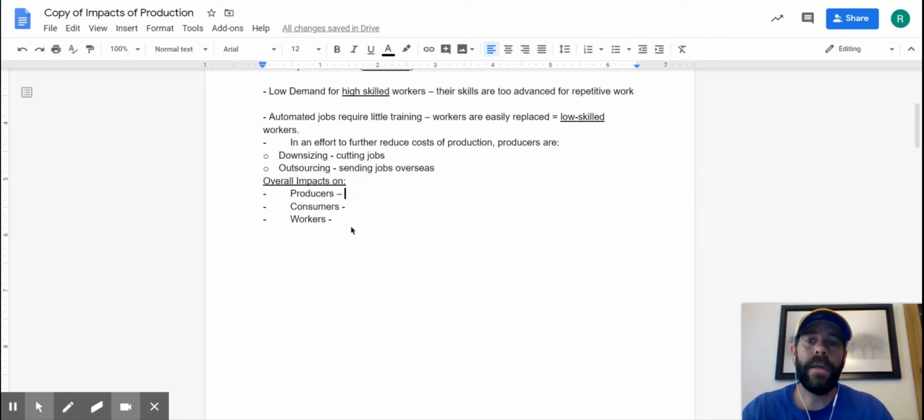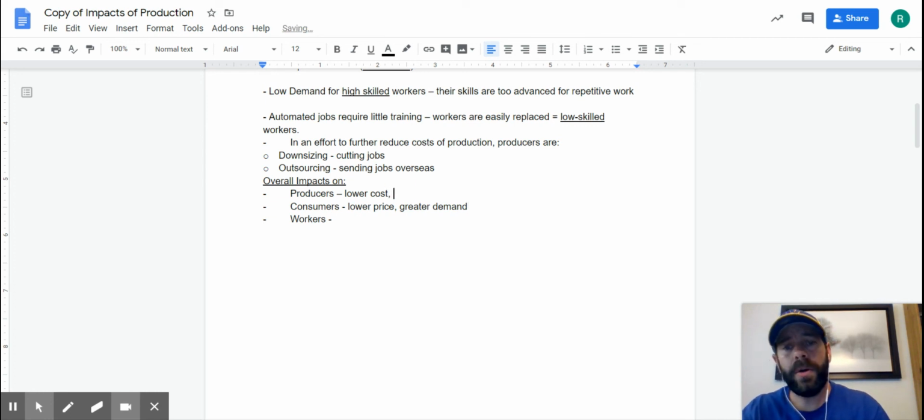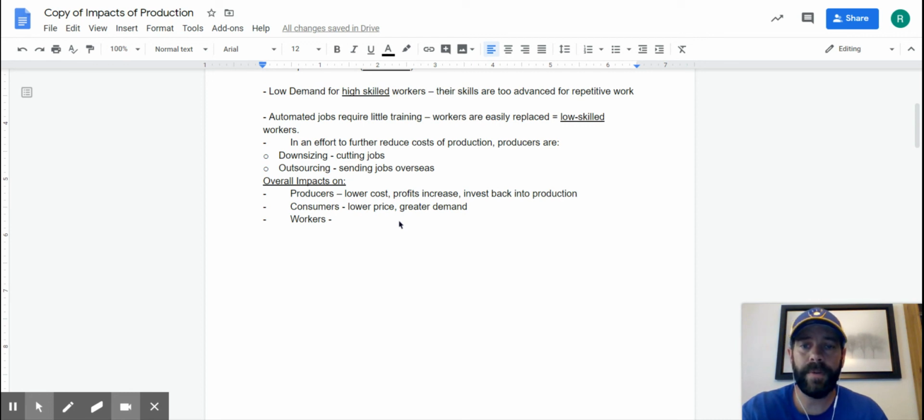Now, the overall impact for producers, because they're efficient, they have lower costs. As a result, that's going to generate lower prices. Because of lower prices, there's going to be greater consumer demand. Because demand is going up, profits are going to increase, and as a result, producers are going to invest back into their production. So they're going to find ways to further specialize, to further mass produce, to further invest, to again increase their productivity while lowering their input.